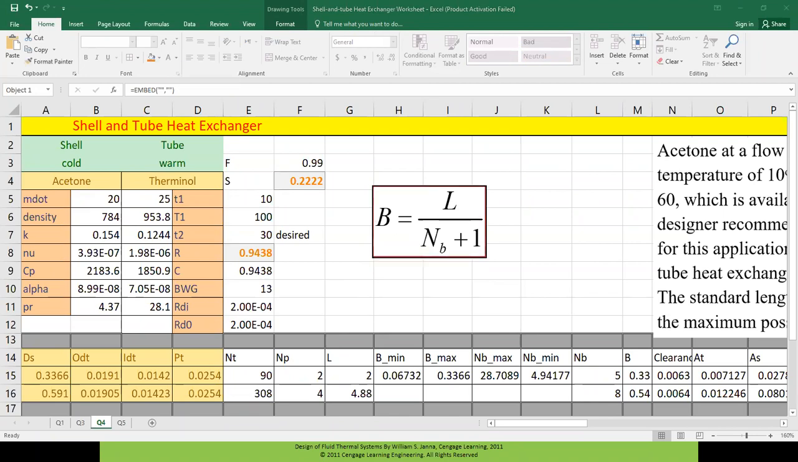Doctor, the minimum is 28.7. Correct. Yeah, you using the minimum baffle spacing, that will give you maximum number of baffles. Yes. And for the maximum, yeah, it is 4.9. Yeah, so that is the minimum number of baffles, right? Yes.